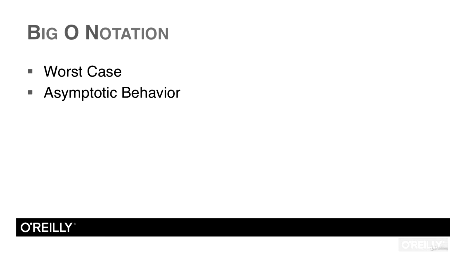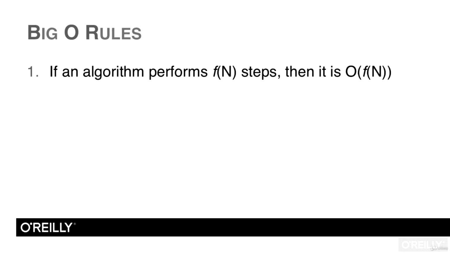So how do you figure out an algorithm's Big O notation? You can do that by following 5 rules. First, if an algorithm performs f of n steps for some mathematical function f, then the algorithm has order f of n performance. It's written like this, Big O, paren, the function, close paren. It's usually pronounced order f of n.